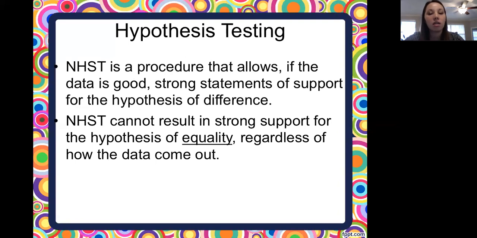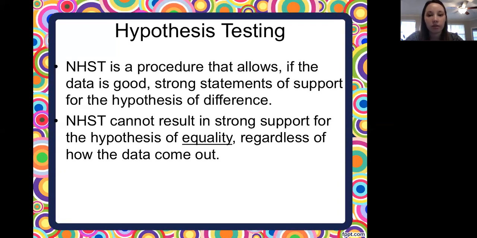The NHST cannot result in strong support for the hypothesis of equality, regardless of how the data come out. So basically what this is saying is we can't prove whether or not the null hypothesis is necessarily true. However, we make claims about it. It's likely to be true or likely to be false. Like I said, I think in chapter 8, we don't like to use the P word. We don't like to use the word prove. So that's basically what this second bullet point is talking about here.